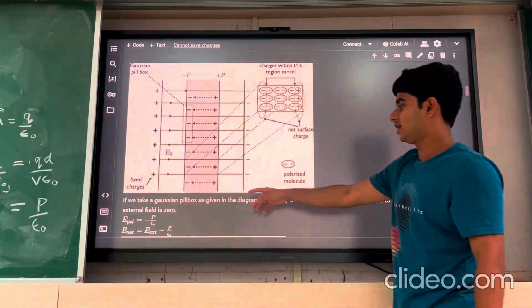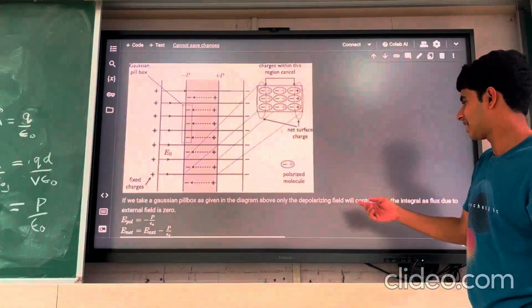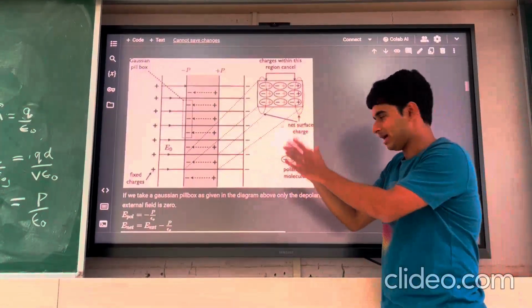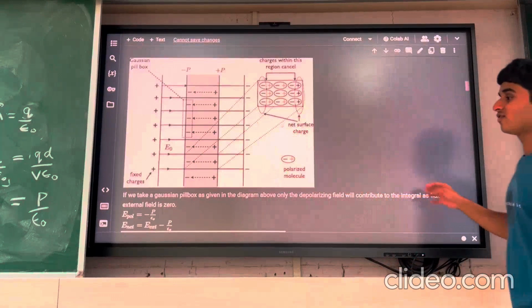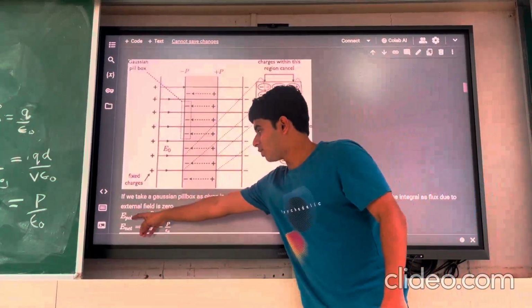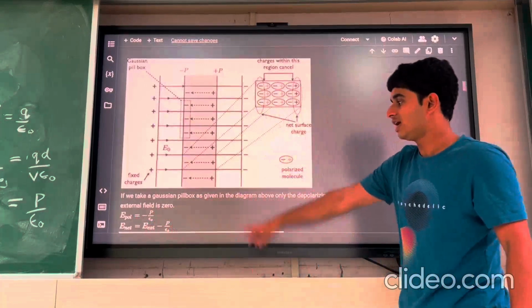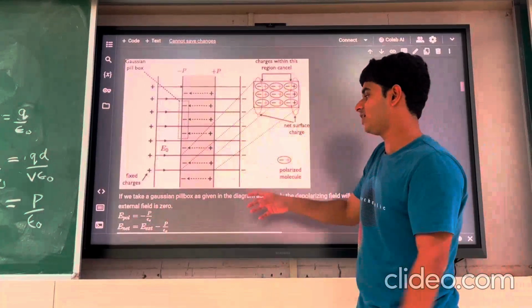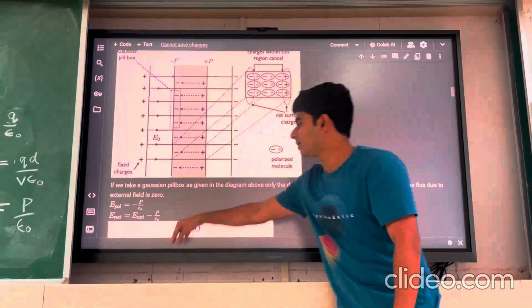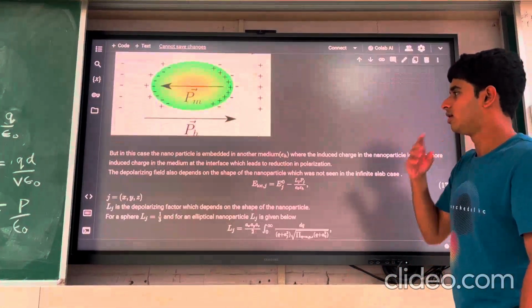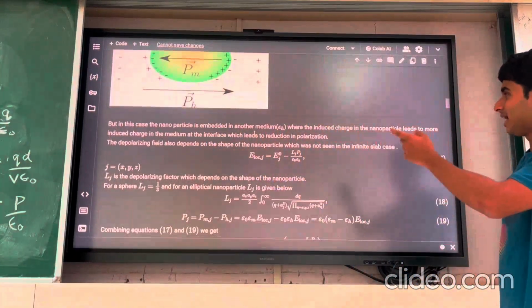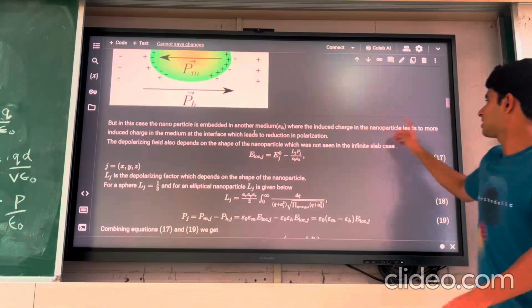So if we take a Gaussian pillbox as given in the diagram above, only the depolarizing field, which is the field inside the nanoparticle, will contribute to the integral, as flux due to the external field is zero. This is obvious. So the polarization field will be minus P by epsilon naught, and the E net will be the external electric field as well as the polarization field inside our nanoparticle, which is P by epsilon naught.